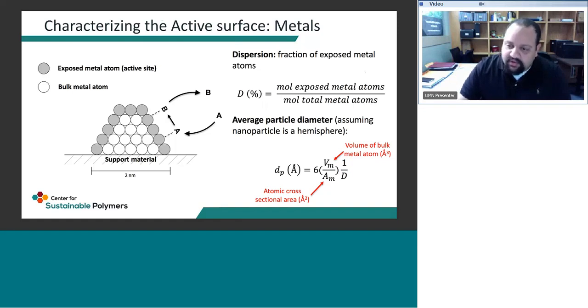What we can also then determine and relate to dispersion is the average particle diameter. And just from geometry, what you'll eventually see is that the particle diameter of these supported metal nanoparticles is going to be inversely proportional to the dispersion. So the bigger your nanoparticle, the less dispersed it is. And that's mostly just because your surface area scales with the square of your diameter, but the volume scales with the cube of your diameter. And then we also have these terms which you can get from handbooks: the bulk volume of your metal atom and your atomic cross-sectional area.